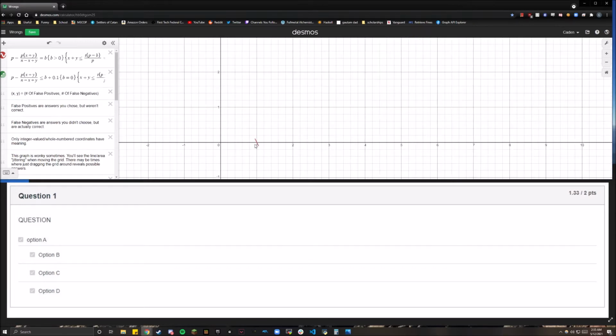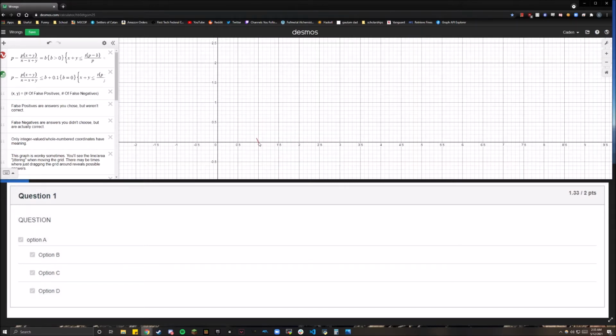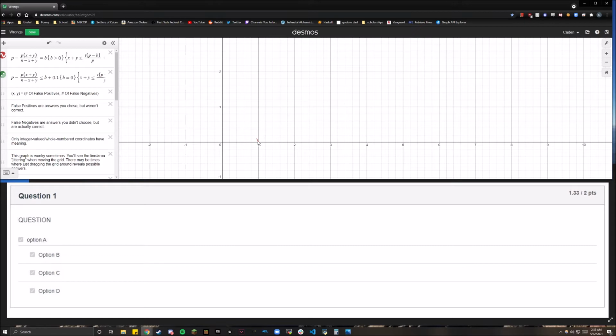So when you see a line or an area in this graph, you're only concerned with the integer coordinates contained in the line or the area. So in this case, we have 1, 0. That's all we care for. That means we have 1 false positive and 0 false negatives.